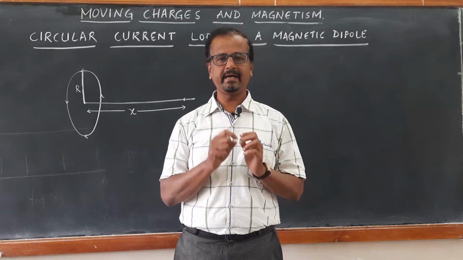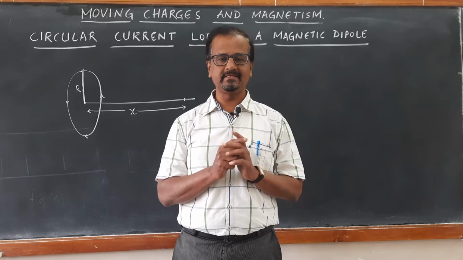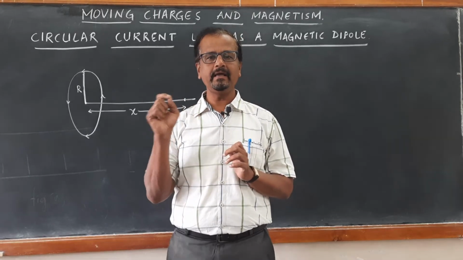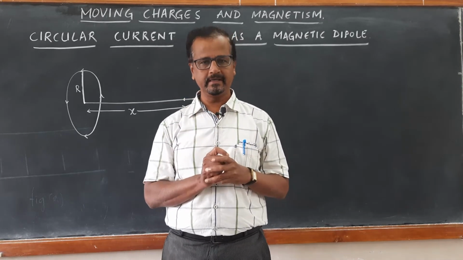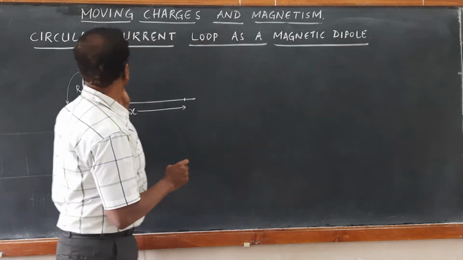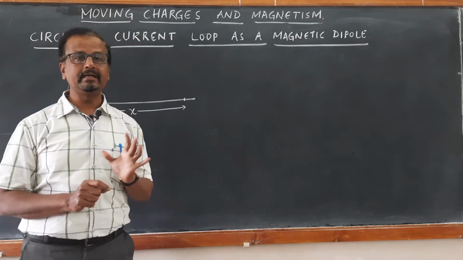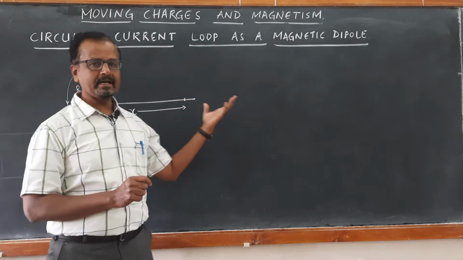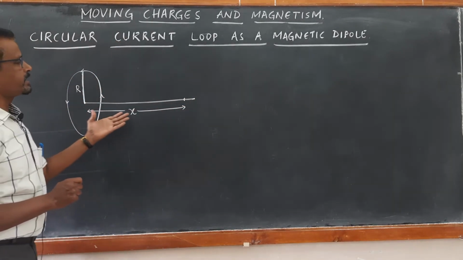We have discussed that the magnetic dipole moment for a coil having N number of turns is given by vector m equal to NIA, where N is the number of turns, I is the current and A is the area. With that knowledge, we are now discussing how a circular current loop behaves like a magnetic dipole. First, we are calculating the magnetic dipole moment of this circular loop carrying current.